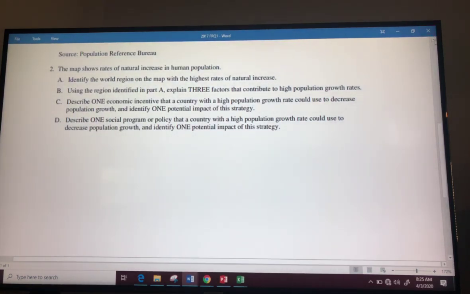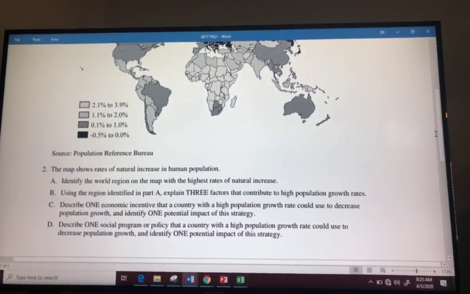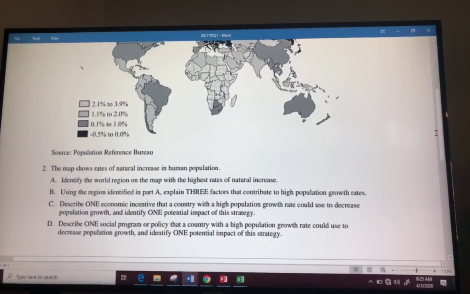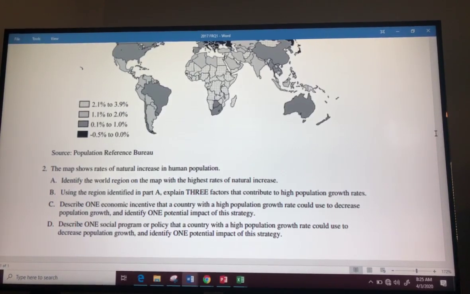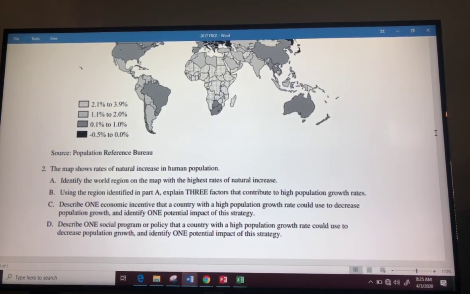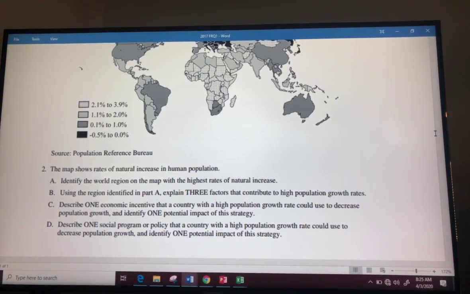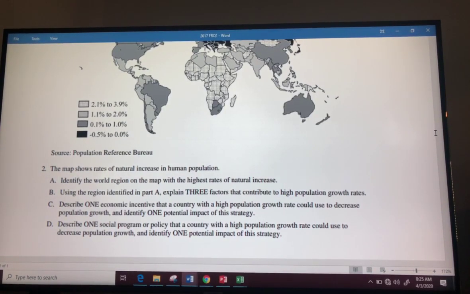Well, I go down to my questions. There we go. All right, so it says the map shows rates of natural increase in human population, and then it says identify the world region on the map with the highest rate of natural increase. Again, you don't need that map to know that answer. That answer obviously is sub-Saharan Africa. They did accept West Africa. They did accept Central Africa. They even accepted Africa. But I think the best answer is sub-Saharan or maybe Central Africa. B, so that's just one sentence done quickly.